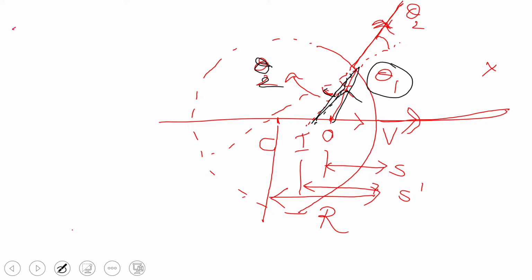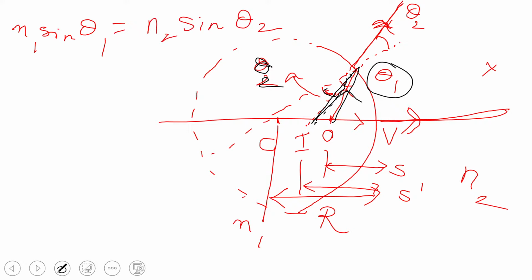So now if I were to write, based on the law of refraction, I would have n1, that is the index on this side of the medium, n1, and the index on this side is n2. So n1 sine theta 1, where theta 1 is the angle at which the ray going out from the object is incident on the spherical surface, is equal to n2 sine theta 2, right?